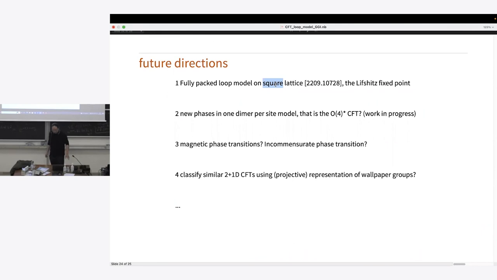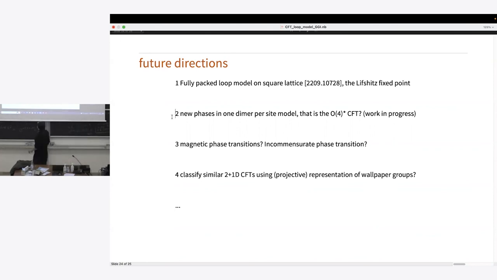So we did this. But there's another direction: potentially there might be new phases near the one dimer per site model. In that case, there's again a huge enhancement of symmetries from some discrete finite group to O4. In fact, there is some chance of a new phase from field theory analysis. You can argue that it exists. So it would be really interesting to see it from Monte Carlo simulations, to see some signatures of them.